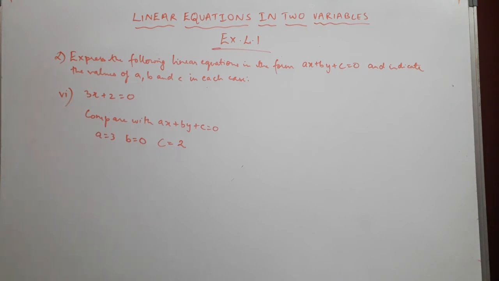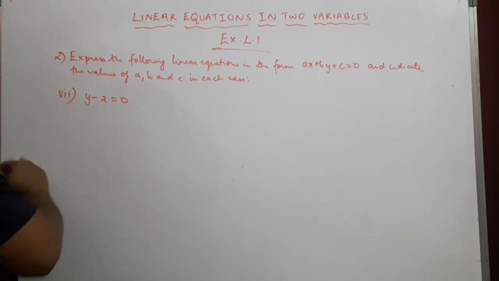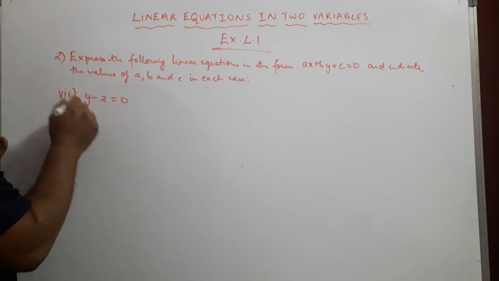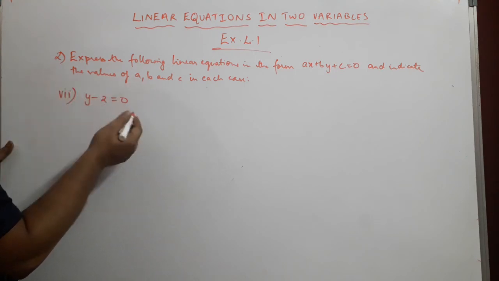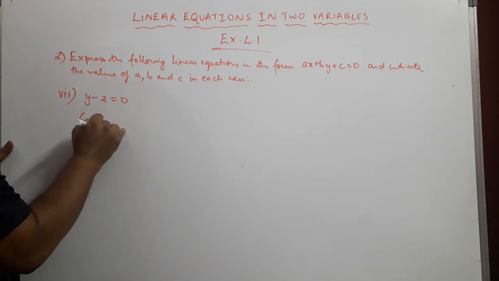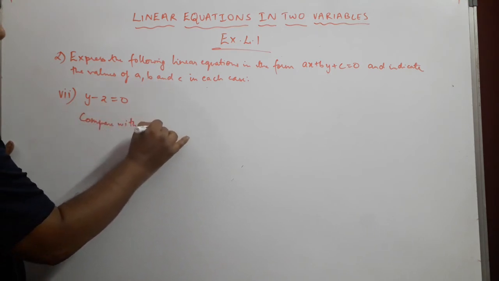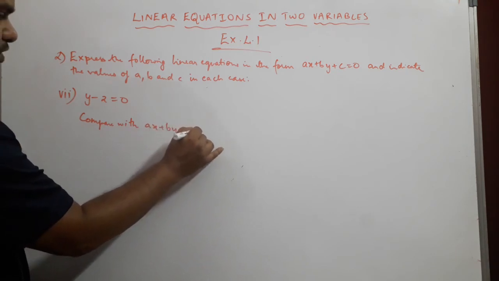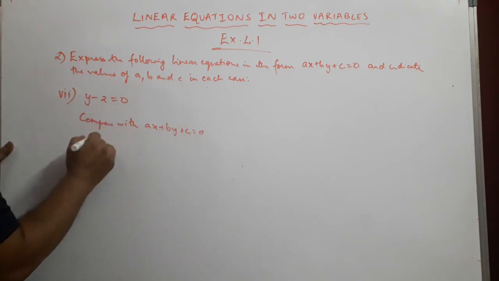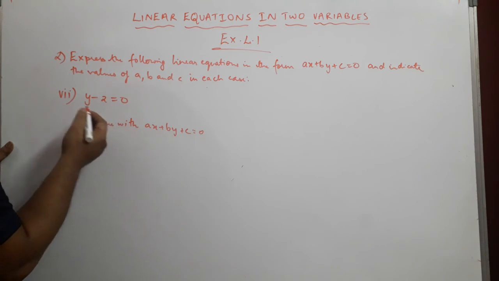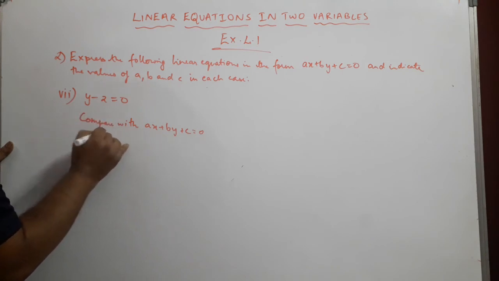Next problem is y minus 2 equal to 0. Similar problem like the previous one, except here the y variable is there, there is no x variable. So we compare with ax plus by plus c equal to 0. There is no x over here, so we can say a should be equal to 0.